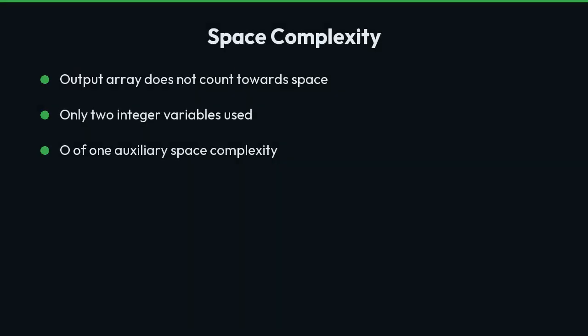You might wonder about space complexity. By storing the prefix products directly in the output array and using a single variable for the suffix product, we achieve O of 1 auxiliary space complexity. This is the optimal approach for this problem.